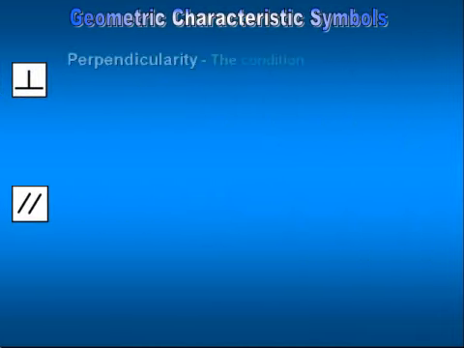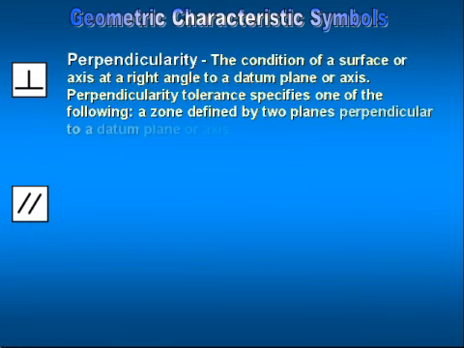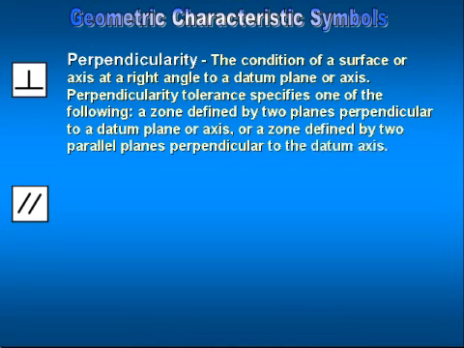Perpendicularity. The condition of a surface or axis at a right angle to a datum plane or axis. Perpendicularity tolerance specifies one of the following: a zone defined by two planes perpendicular to a datum plane or axis, or a zone defined by two parallel planes perpendicular to the datum axis.